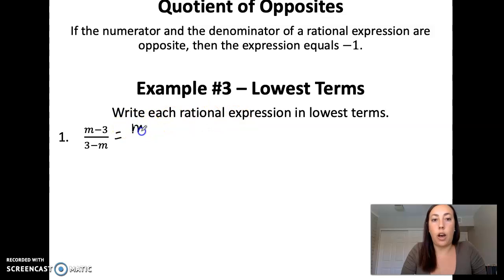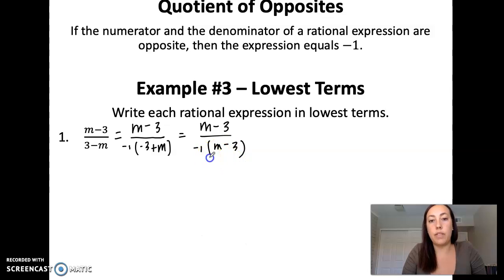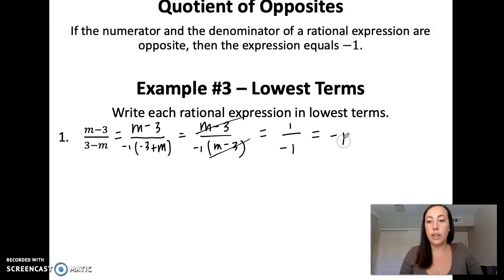I'm going to leave the top how it is, but on bottom I'm going to factor out a -1, which makes the 3 negative and the m positive. So you can see that when I factor out the -1, I'm changing it to be m minus 3. And then we have this common factor on top and bottom we can cancel. We're left with 1 over -1, which is just equal to -1.